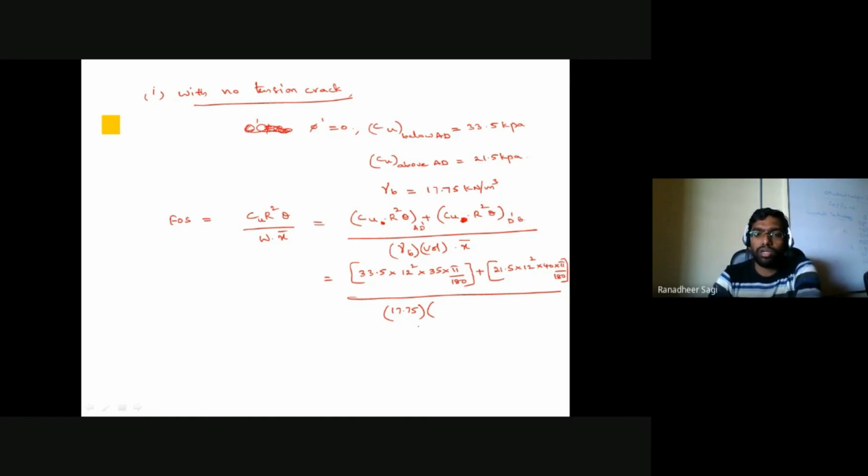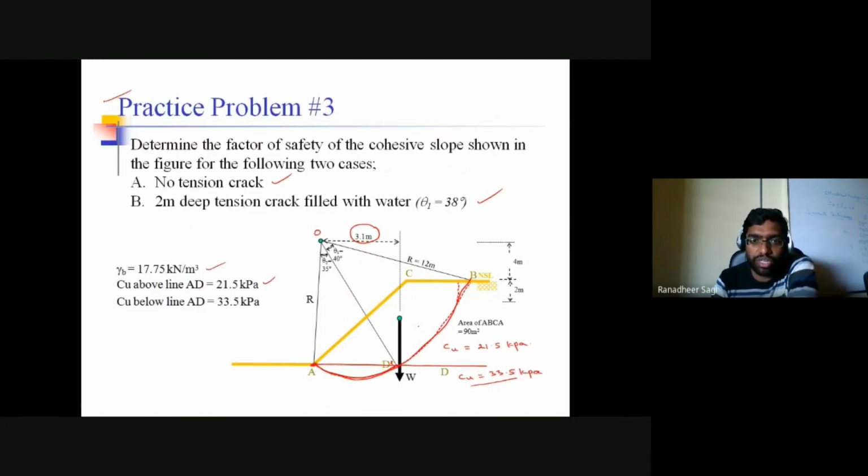How do I write down the volume? Volume is nothing but the area of the total region of the soil which is undergoing the failure. So what is the area of your total soil which is undergoing the failure? Soil going from A till B, coming back to C, and then back to A. So the area of the soil enclosed between A to B, C, and back to A.